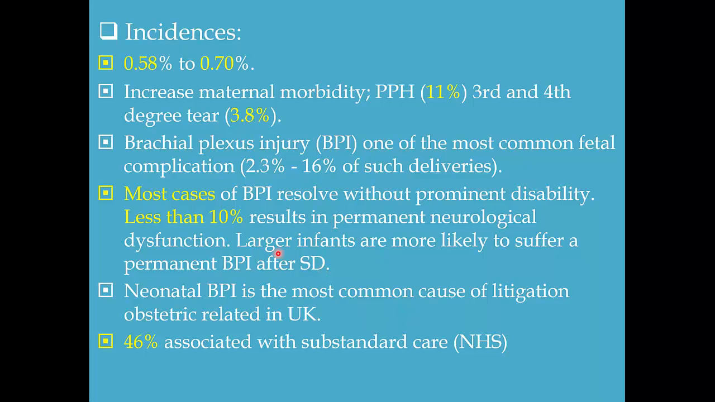The incidence of brachial plexus injury complicates between 4 to 16% of all shoulder dystocia, and the majority resolve spontaneously, with less than 10% resulting in permanent neurological dysfunction, like Erb's palsy and Klumpke's palsy. This is about the complication of neurological or brachial plexus injury.